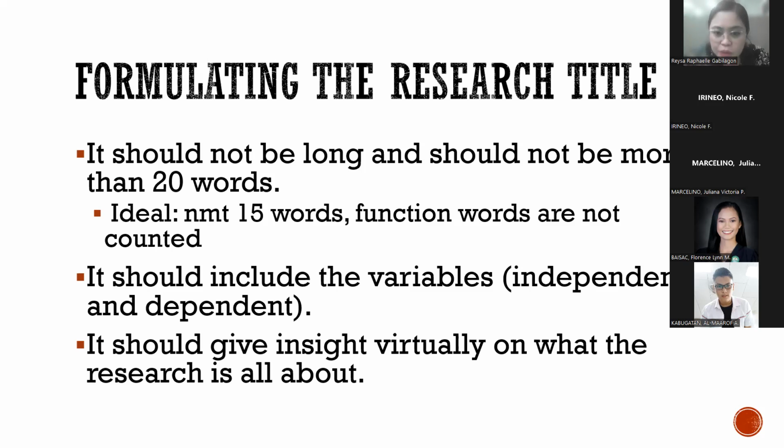Now, it should include the variables, the independent and the dependent variables, and it should give insight virtually on what the research is all about. I'll discuss it later when I give you an example. Kasi I don't know if you are still familiar with the independent and the dependent variables, but I'm assuming na you already had that lesson during your high school days since you were able to finish a research study.